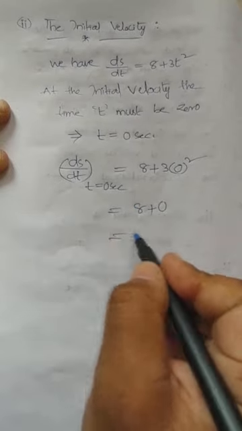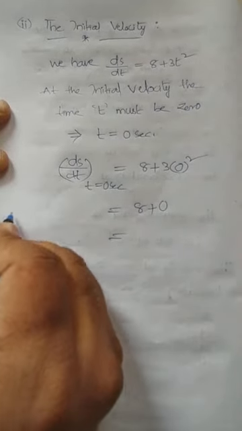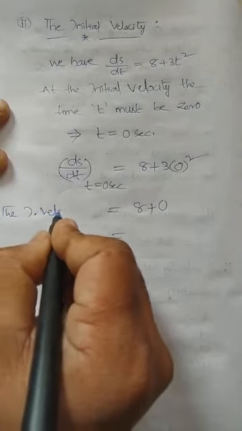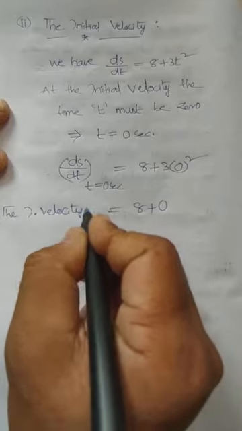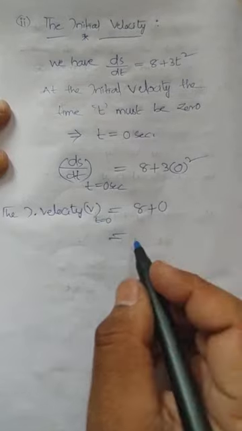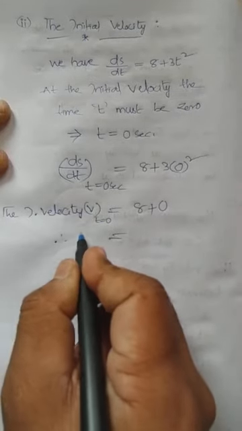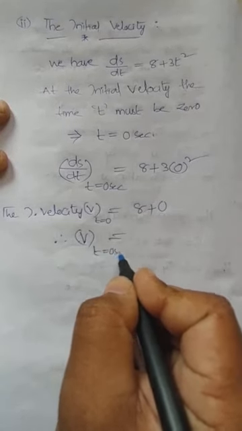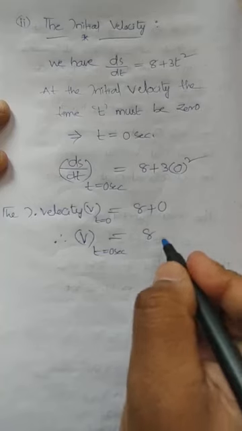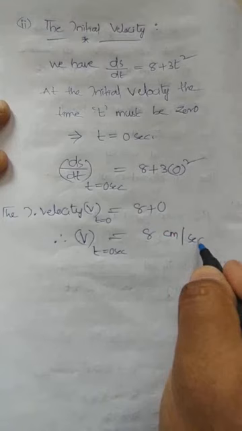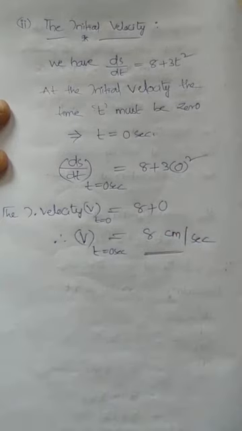So it is none other than the initial velocity v at t equals 0. Therefore the initial velocity v at t equals 0 seconds is 8, and the units are centimeters per second. This is the initial velocity of the given particle.